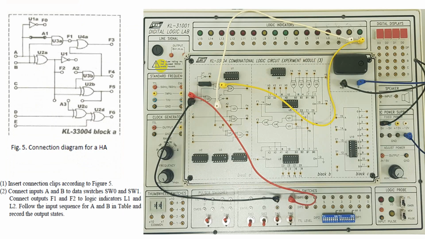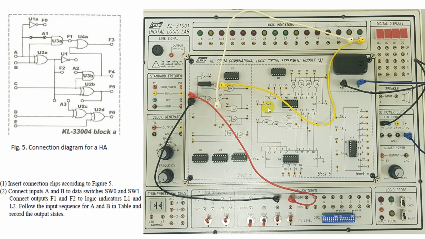Next thing here is, we make a connection with clips. So with this connection clip, I put a jumper here. I connect +5 with +5. I have connected the ground with the ground here. Same, it says to connect A and B to data switches SW0 and SW1. So this is your A, the red line we have connected to SW0. Similarly, the other one is SW1, which we have connected here. And the outputs F1 and F2 to L1 and L2. So this is your F1 which we have connected to L0. This is your F2 which we have connected to L1 here.